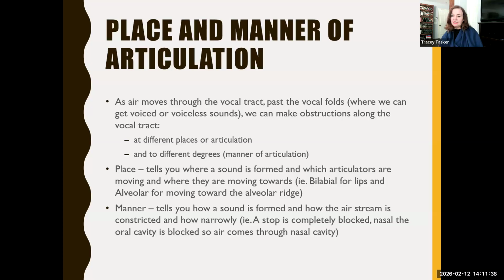Manner is telling you how a sound is formed and how the airstream is constricted and how narrowly. So I already said a stop is completely blocked. A nasal sound means the oral cavity is blocked, so air is flowing through the nasal cavity. We're going to go into this in detail, but that's just kind of high level information for you.